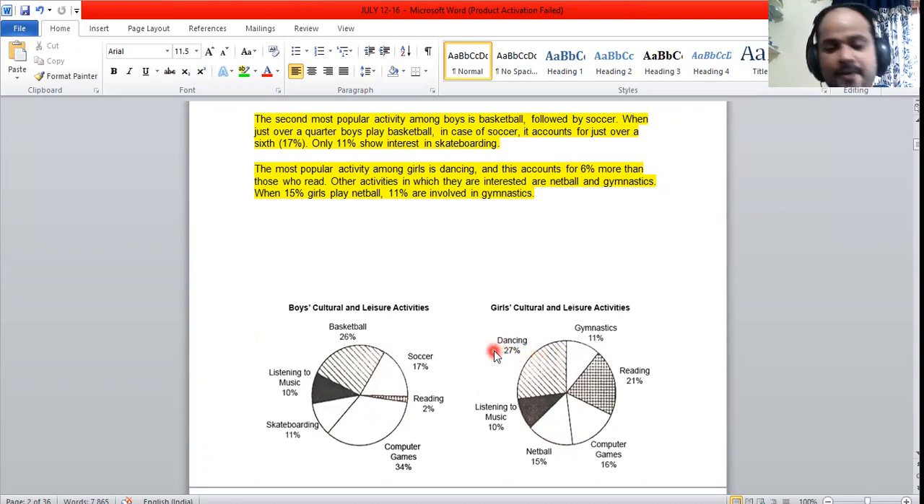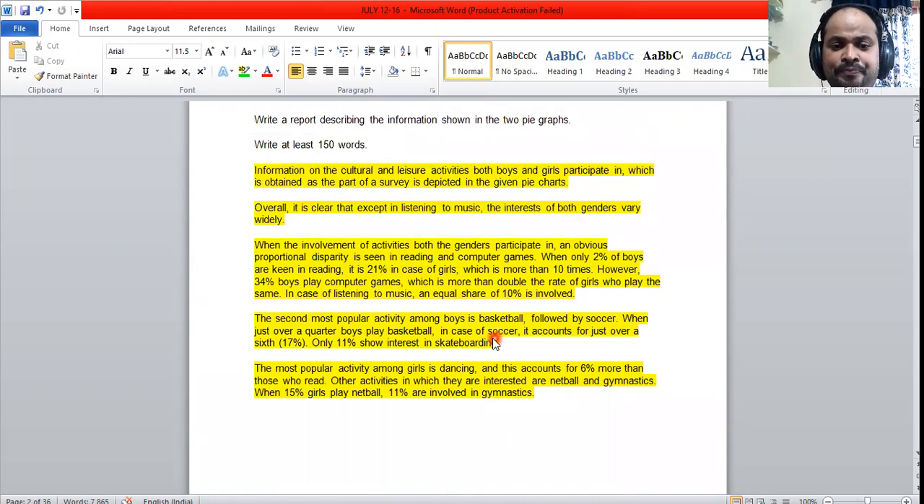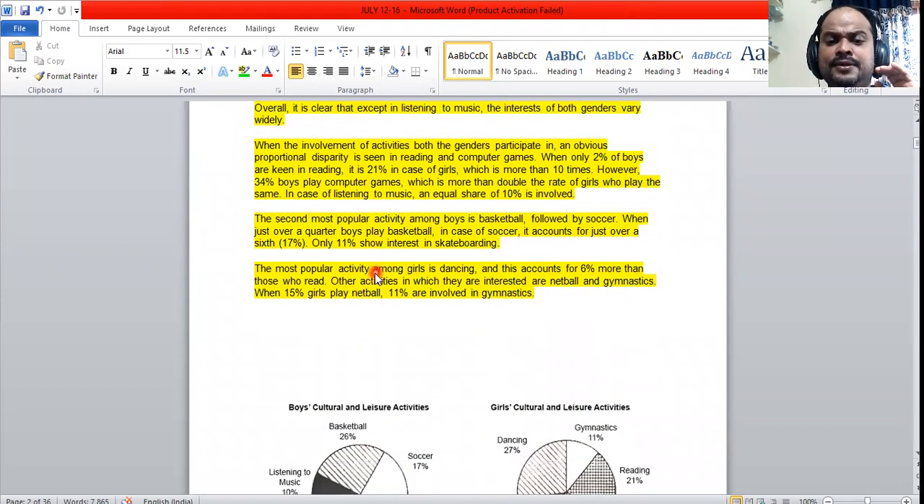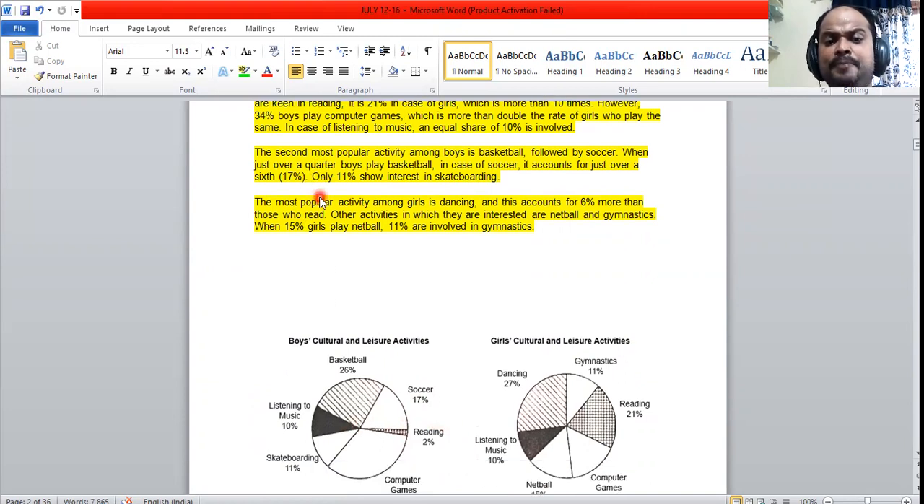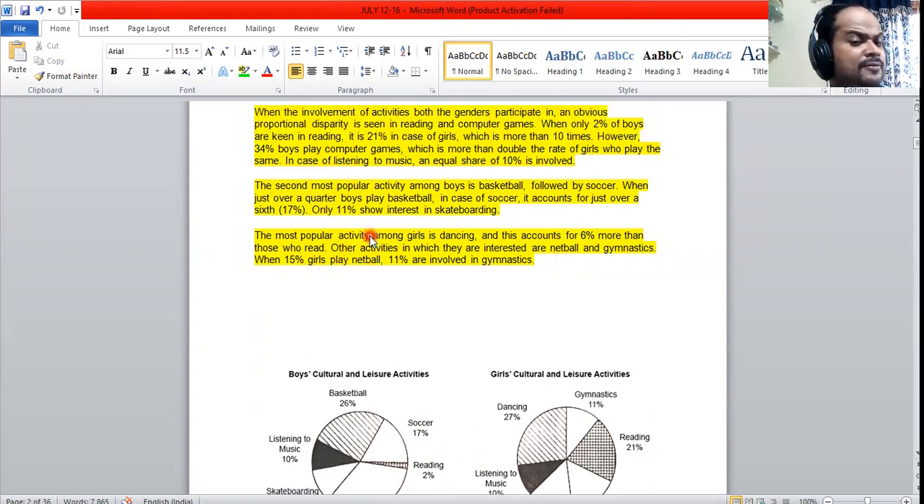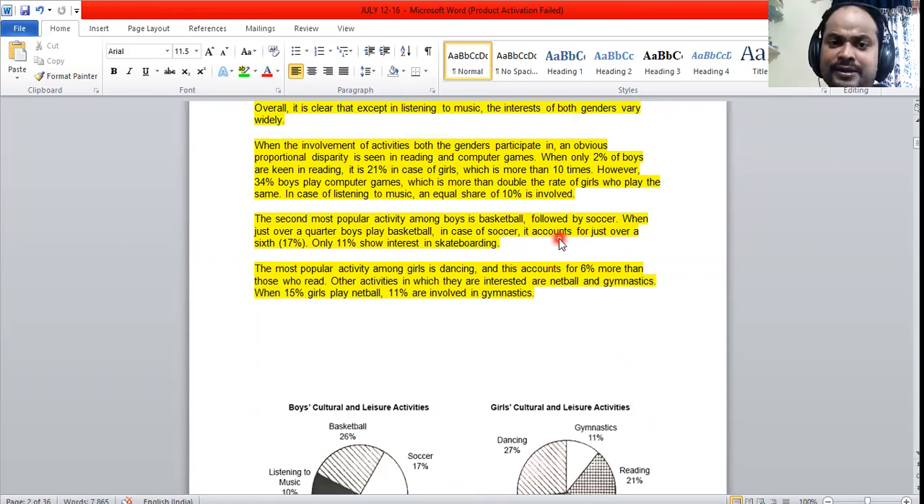I hope everyone has understood this. So it's a simple introduction, a simple overview, and we have three paragraphs. In the first paragraph, we have said what is in common between boys and girls. Second paragraph, what is special with boys. Third paragraph, what is special with girls. That's it, completed. Hope you have understood. Thank you.